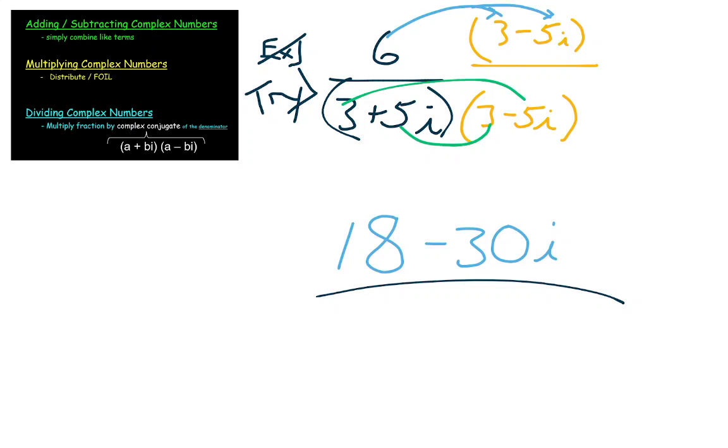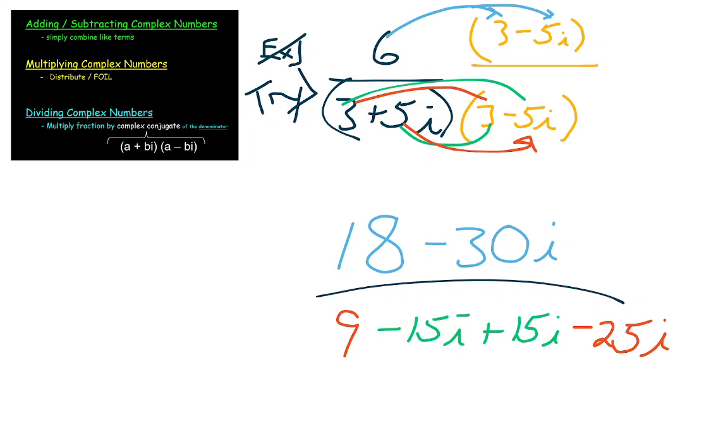You end up getting 3 times 3, which is 9. Now remember, you're going to get these numbers in the middle, negative 15i and positive 15i. I'm showing you how those are going to cancel. Maybe you're saying, can I cancel them right now? You certainly can. Don't forget that 5i and negative 5i is negative 25i squared.